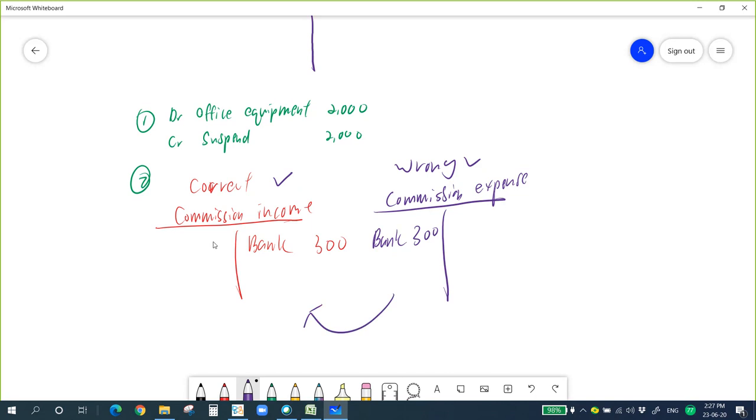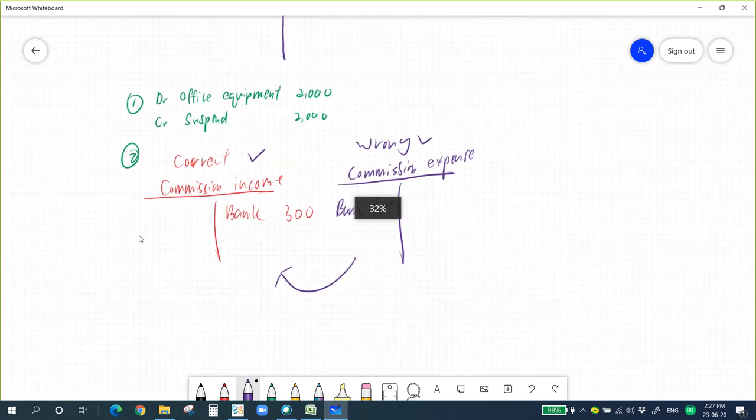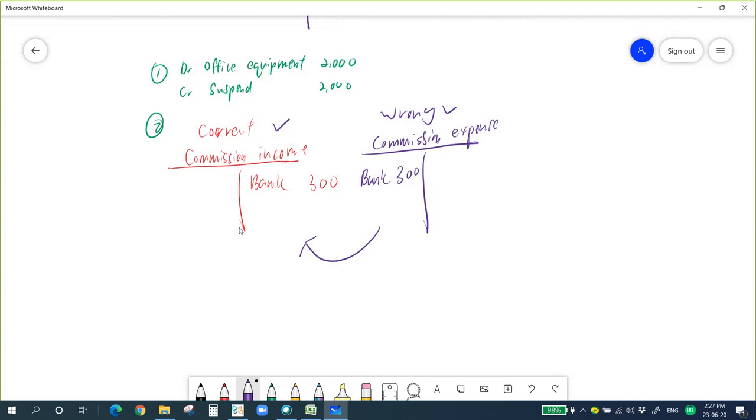So can you tell me what is the double entry for this one? How do I rectify this? What is the double entry? Debit suspend account. Okay, I have to debit suspend account 600, and then credit to where? Credit to the commission income account 600.